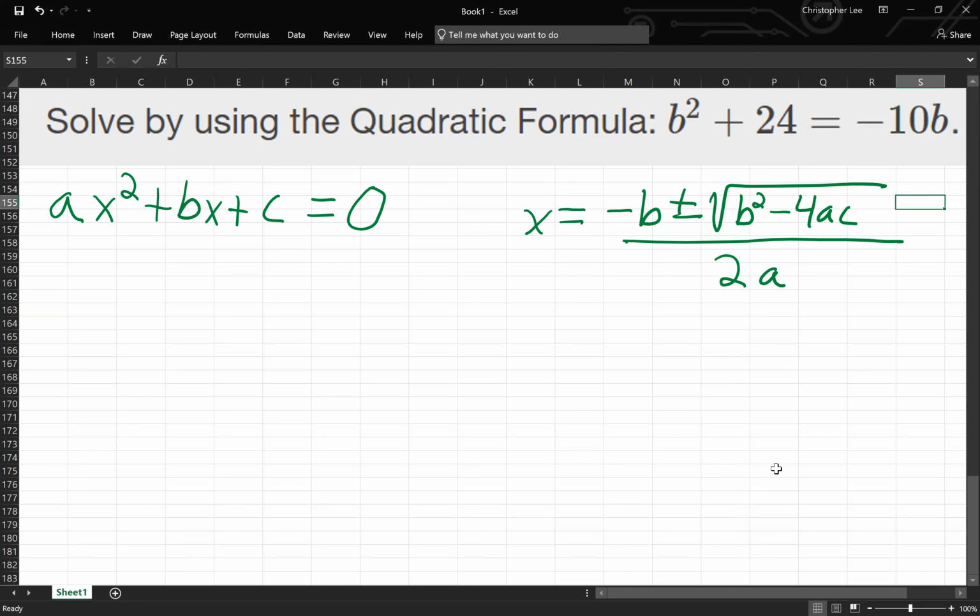So 3 minus 3, 0, 3 plus 3, 6. So they want 0 comma 6.